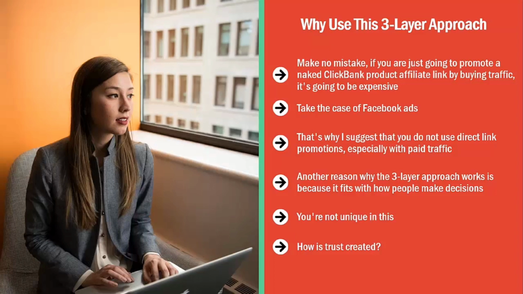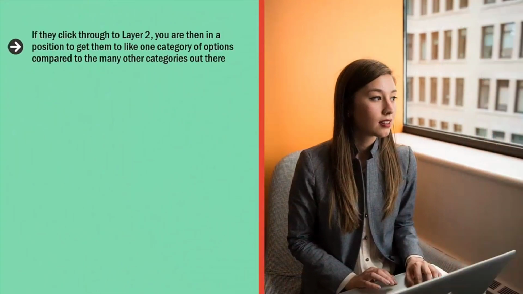This is precisely how the 3-layer content marketing approach I've described works. You start with content that gives the reader knowledge. Now they're not looking to become experts in the product category you are promoting. Instead, they just want to know if you understand where they're coming from. They just want to know if you are credible and authoritative enough to have a grasp of the problem they are struggling with. This content establishes your authority. If they click through to Layer 2, you are then in a position to get them to like one category of options compared to the many other categories out there. By the time they click on to Layer 3 and they see the comparison, you pretty much have established a decent level of trust. Do you see how this works?